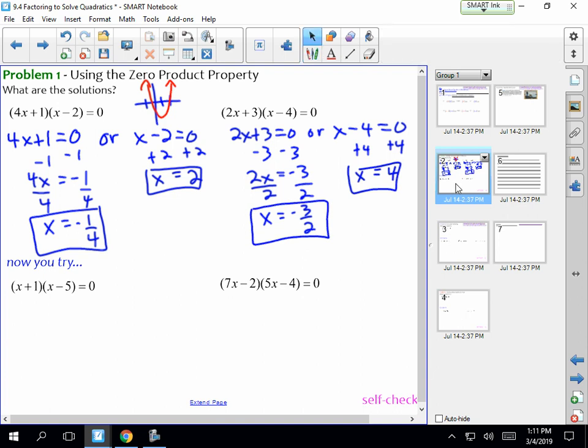And I'd like you to try the next 2 on your own. So this is the last step in the process of solving. We're going to add in the factoring step on the next page. But just show me that you can use the zero product property correctly to find the solutions. Go ahead and try those now. Everybody trying the last few on there. And I'll come around and check them in just a moment.